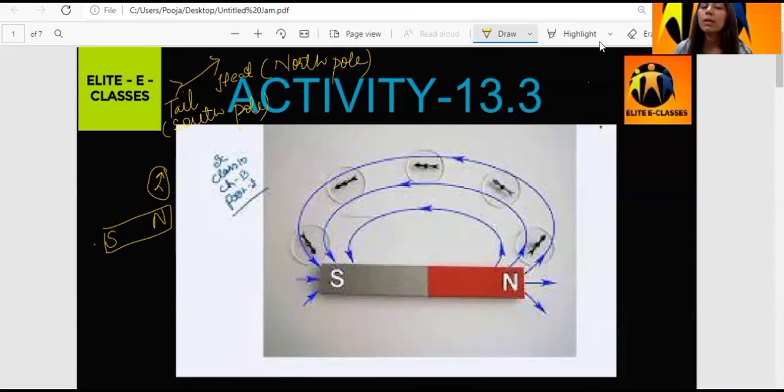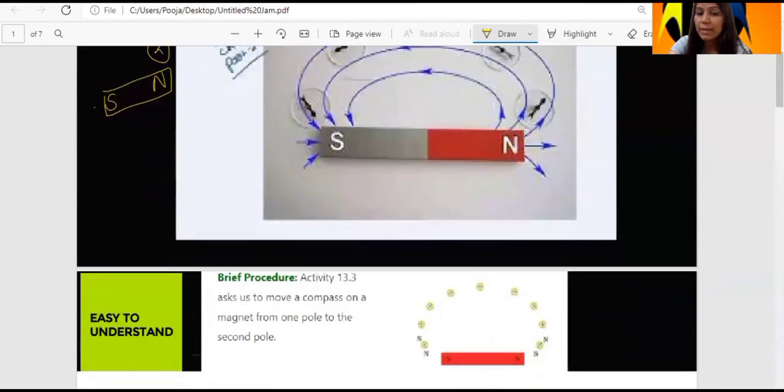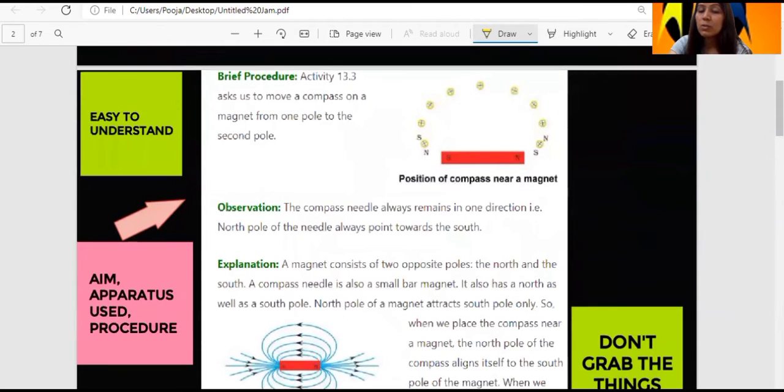Now I will let you know how we have to do this activity and how we write this activity in the examination. I am showing you the activity, observation, procedure, aim, apparatus, everything. So please move to the next part. In the next part we have a brief procedure, then observation, explanation, and in the next slide the observation or conclusion.